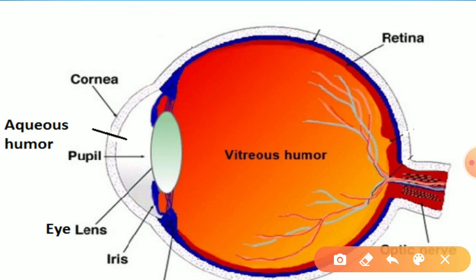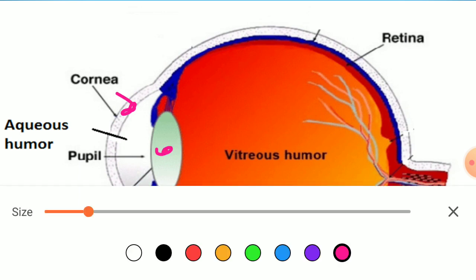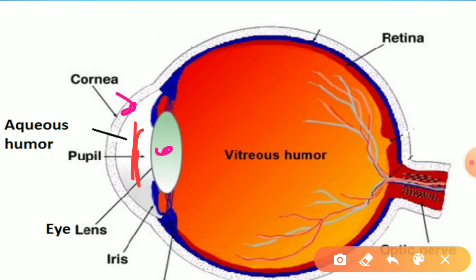Now, the liquid present between the cornea and the eye lens, that is in this region, is known as aqueous humor. The liquid present between the cornea and the eye lens is known as aqueous humor.